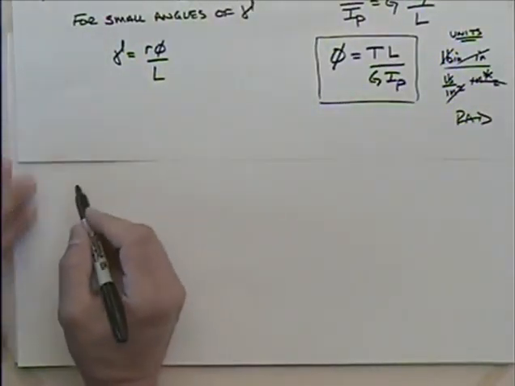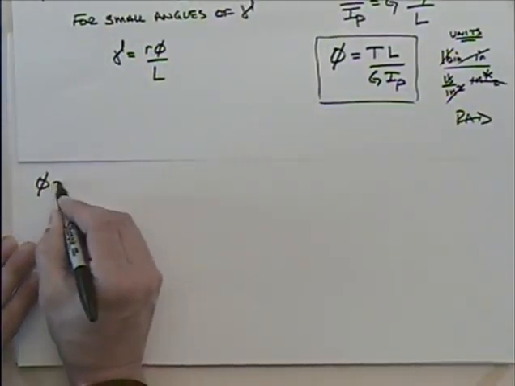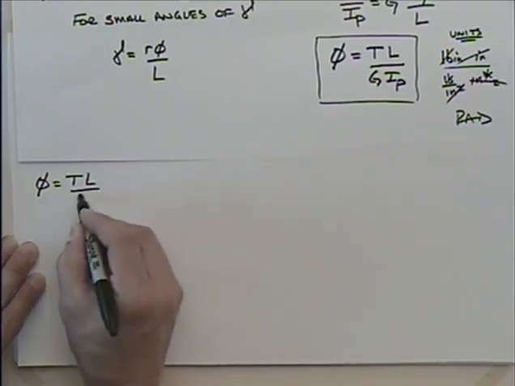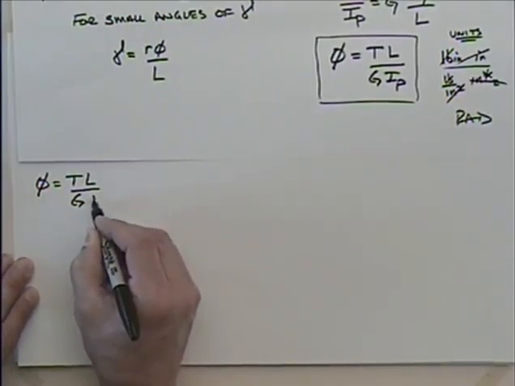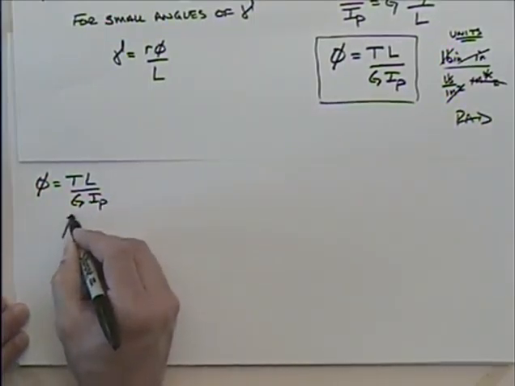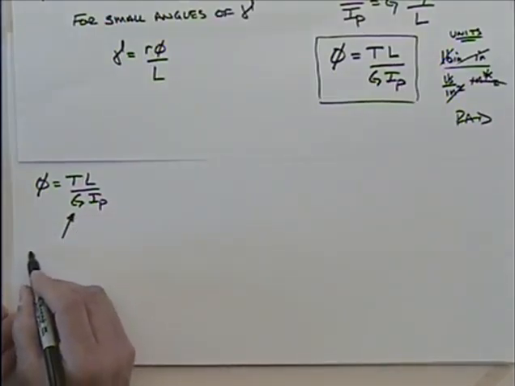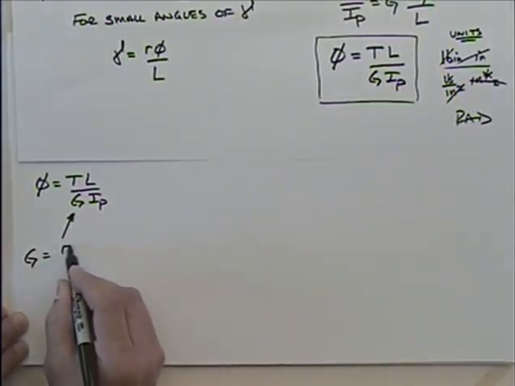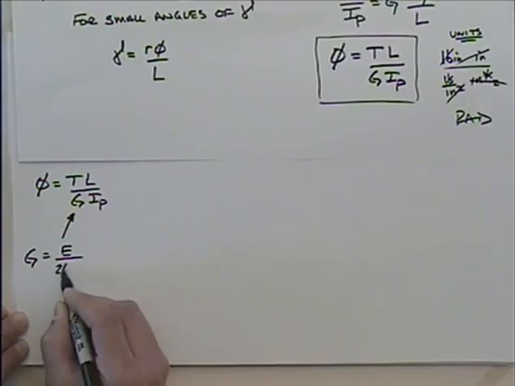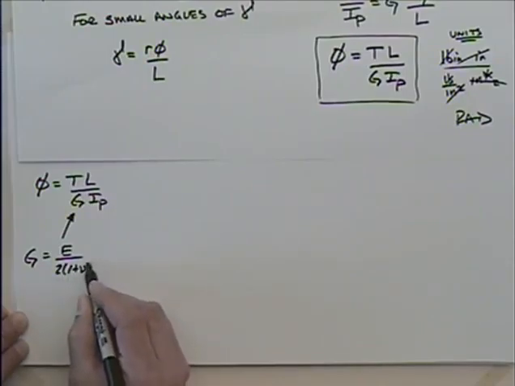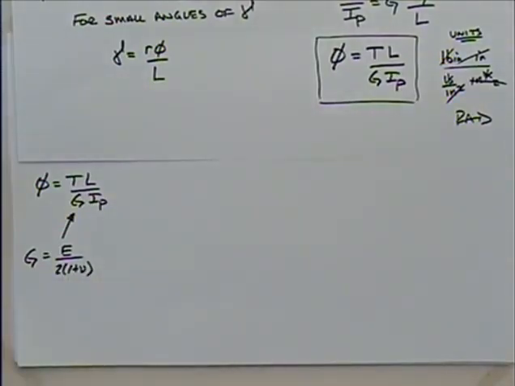So we've got that phi is equal to the torque times the length divided by G times the polar moment of inertia. And remember, we'll derive this pretty shortly, but G is going to be equal to Young's modulus divided by 2 times the quantity 1 plus Poisson's ratio. So we got a handle on that.